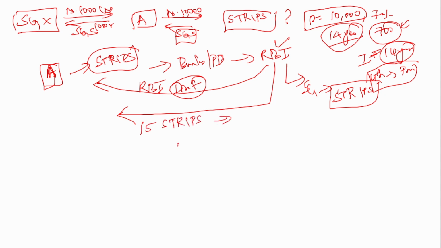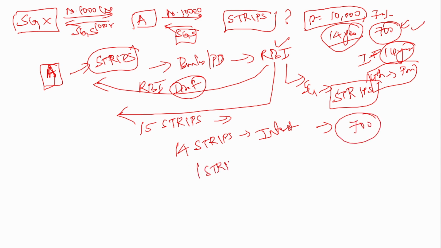Okay, 15 strips means 14 strips of interest. The value of each of these 14 strips will be 700 rupees, because the interest is 700 per year, right? Next, one strip is the principal, and the value of that strip is 10,000 rupees. These many strips will be created and will be available in A's demat account.